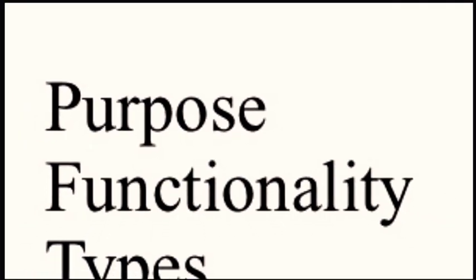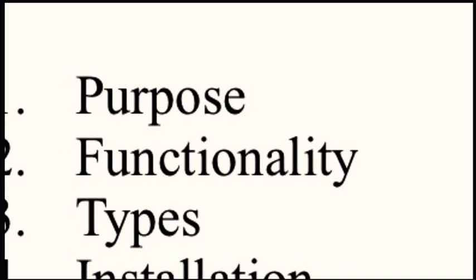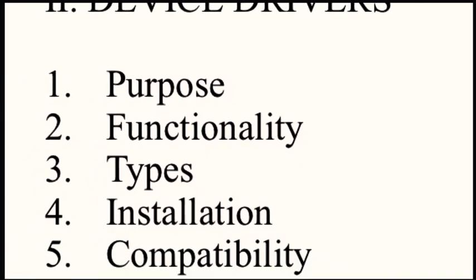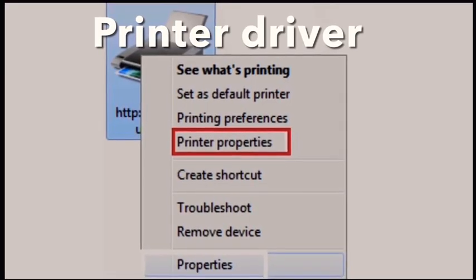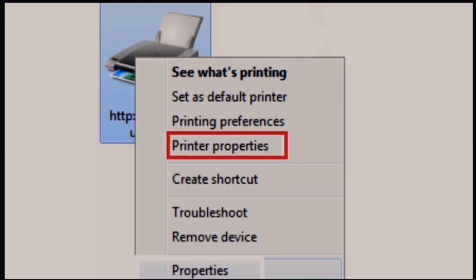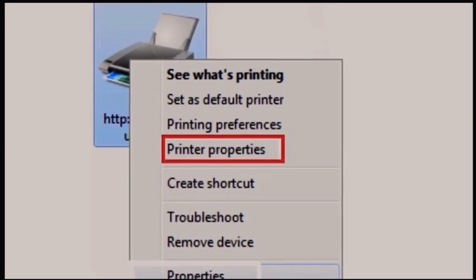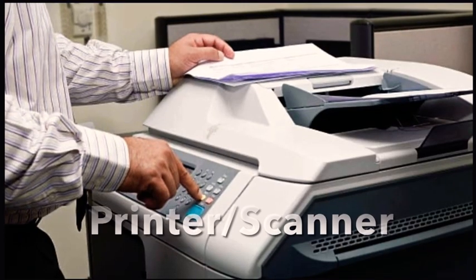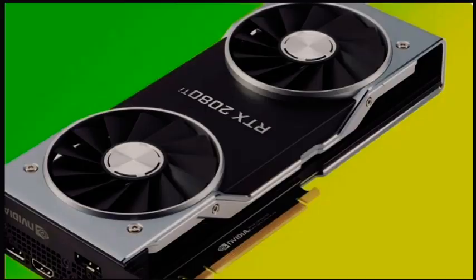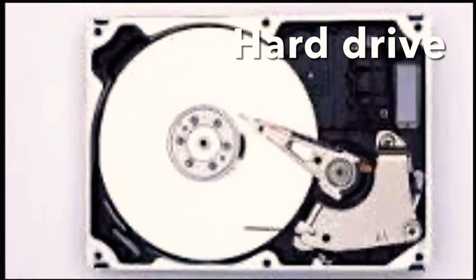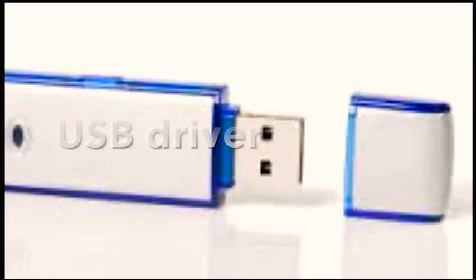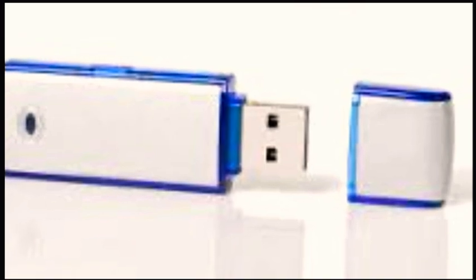Functionality. Device drivers provide a standardized interface for the OS to interact with hardware, abstracting the intricate details of hardware communication. Example, printer drivers enable the OS to send print jobs to a printer by converting the print command into a format the printer understands. Types. Different types of device drivers exist, including those for peripherals such as printers and scanners, system components such as graphics cards, network adapters, and storage devices such as hard drives and SSDs. Example, USB drivers facilitate communication with USB connected devices.